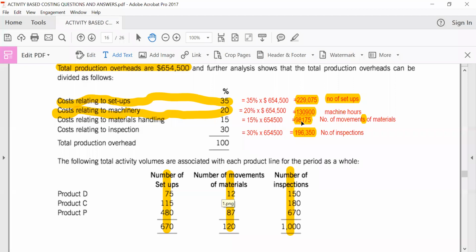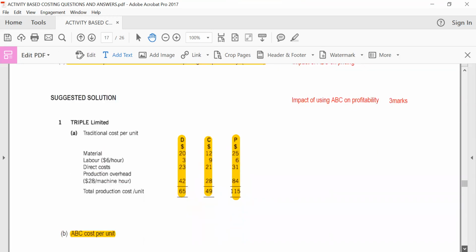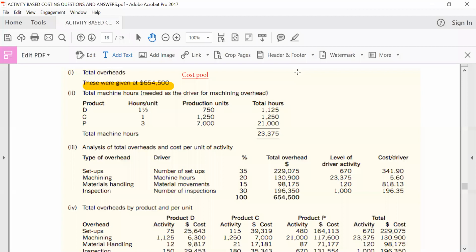And the next one is material handling cost, and its cost driver is number of movements of materials. And the last cost pool is inspection cost, 196,350, and its cost driver is number of inspections, which has been given here. So we have every cost pool and its corresponding cost driver. We are in good shape. We are to move on to step 3: calculate each cost driver rate. So over here, I'm just going to walk you through the solution so that at least you move quickly, right? Do not think it's a waste of time, right?